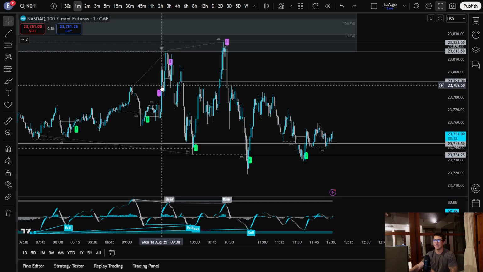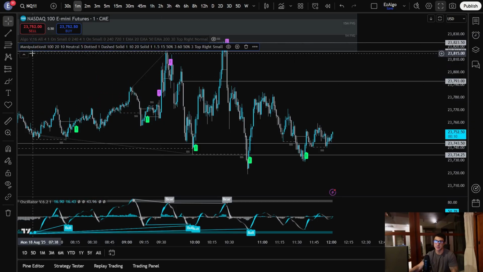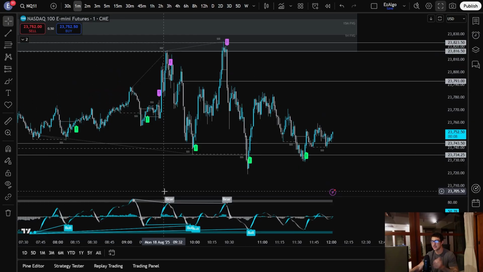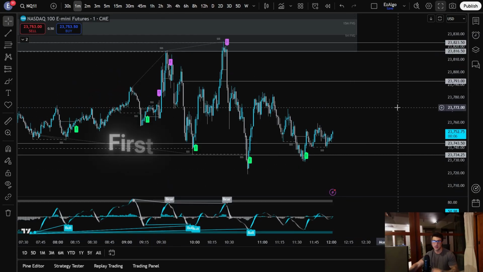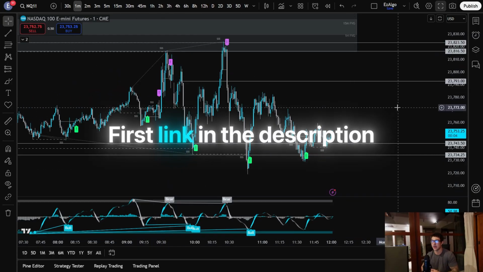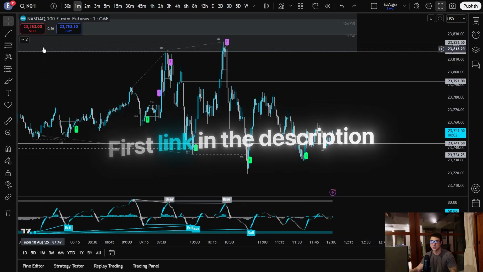Now that that's out of the way, okay, so we have our two indicators on the screen. We have the ManipulationX indicator. We have the easy oscillator at the bottom of my screen. First link in the description below if you guys do not have access already. Let's jump into my settings here.